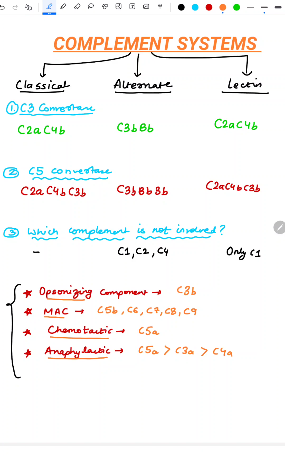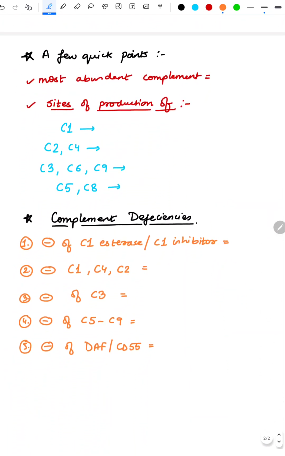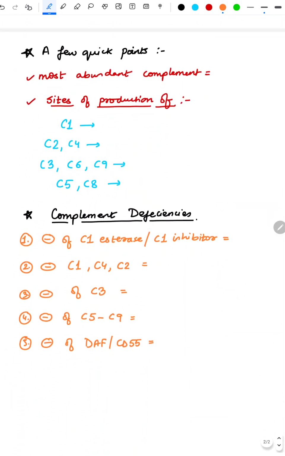And which is the most common complement? That is also one of the questions. The most common complement, it is C3. Yes, the most abundant complement we just discussed is C3.